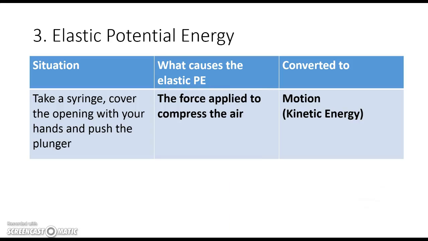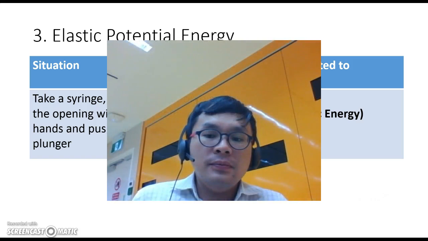Okay, another example of elastic potential energy is compressed air. So how do we have compressed air in elastic potential energy? Okay, so let's have another demonstration. What we actually do is we take a syringe, cover the opening with my hands and push the plunger. Okay, so I'm going to show it to you now.